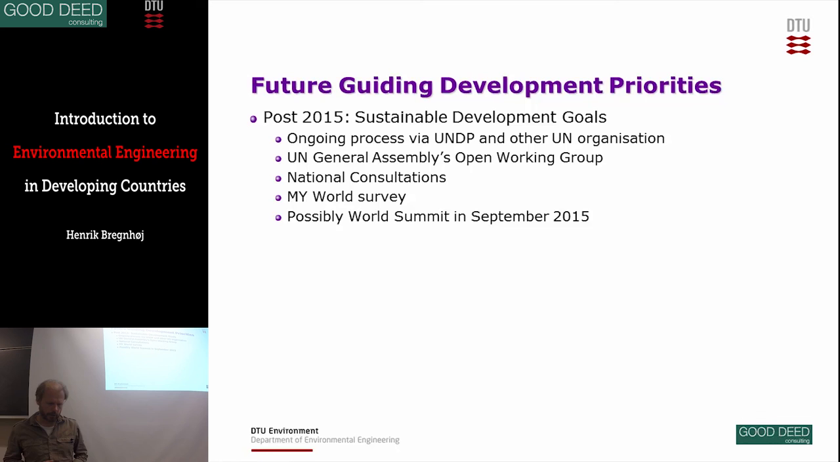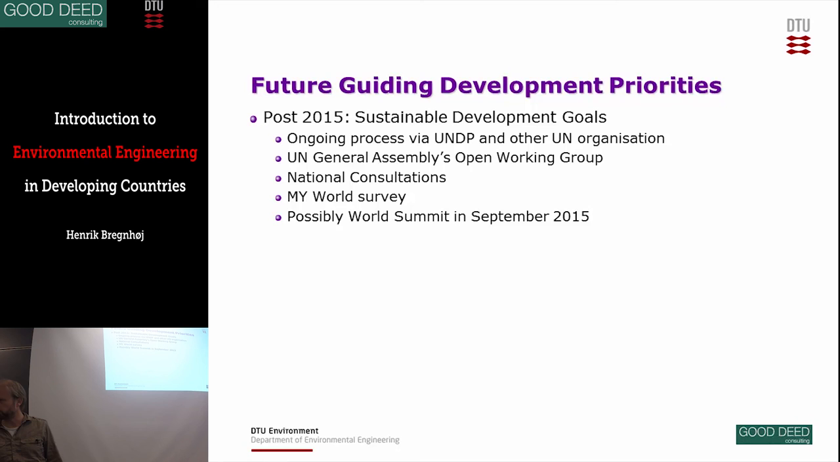They have a working group in the UN. They're also doing national consultations. They are trying really to get people involved. It's not in our countries, but in developing countries, where they try to get people involved to find out what are the problems that we're going to focus on here. There's a world survey where you can go and give your own opinion of what you think is the most important issues to work with. So the UN is trying to collect some data from that. And then, possibly, but I haven't been able to confirm it, there's going to be a summit in September this year where all the countries are meeting and probably deciding on something new.